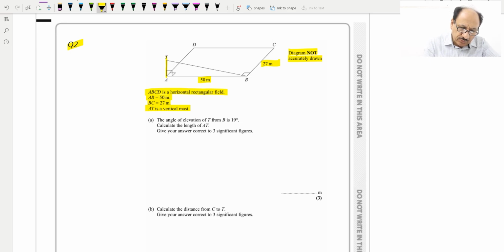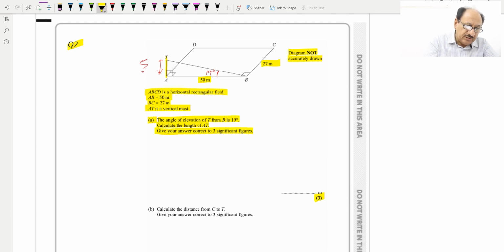And what we have to calculate, A part: the angle of elevation of T from B is 19 degrees. Which angle is 19? This angle is provided as 19 degrees. We can indicate it on the drawing, and calculate the length of AT. AT is this length which is required, and we need to find this side. Calculate the length of AT. Give your answer correct to 3 significant figures, and this is a 3-mark question.